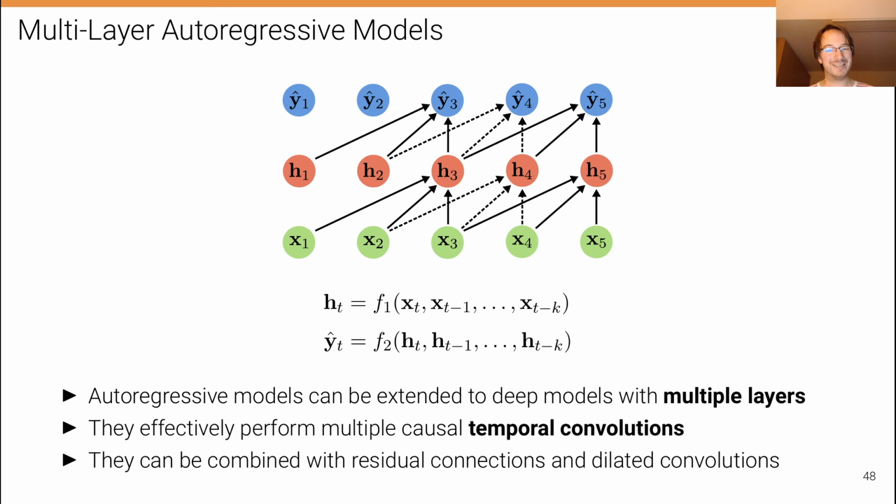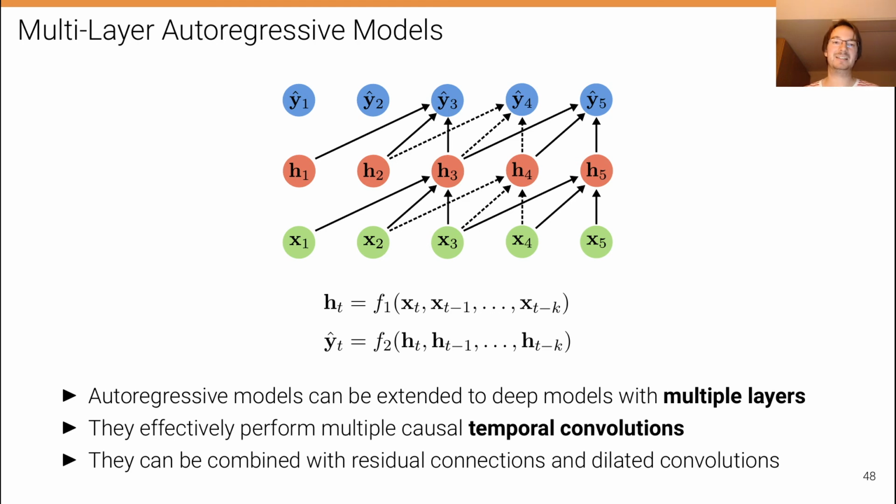Autoregressive models, like RNNs, can be extended to deep versions with multiple layers by simply stacking layers of this autoregressive nature, where we now have two different functions. Again, parameters are shared across time, but now in the layer direction they are different. So we have one function that maps from x to h, and then one function that maps from this hidden layer to the prediction layer y.